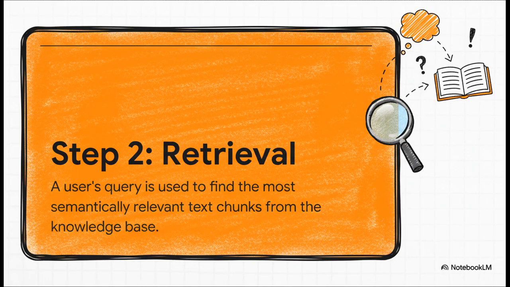Next up, retrieval. Now this is where the magic really kicks in. When you ask your question, it also gets turned into one of those numerical fingerprints. The system then instantly searches the entire vector database to find the chunks of text whose fingerprints are the most mathematically similar to your question's fingerprint. So it's not searching for keywords, it's searching for meaning.